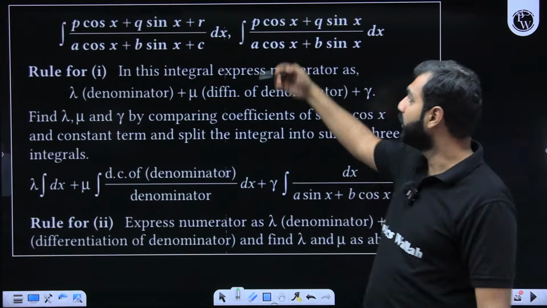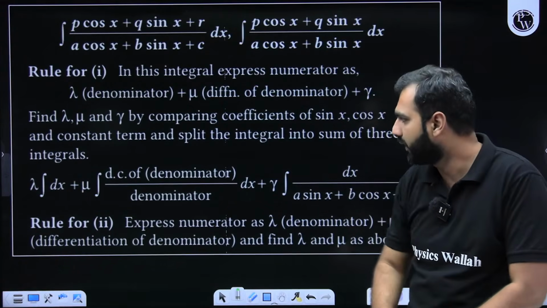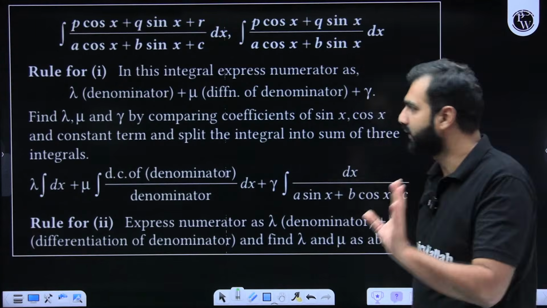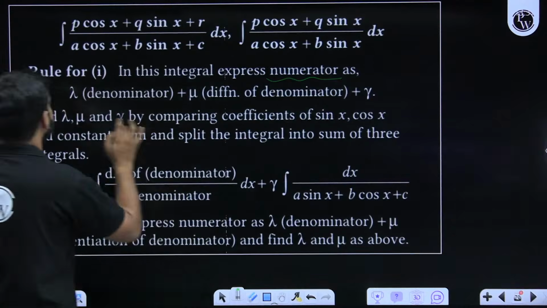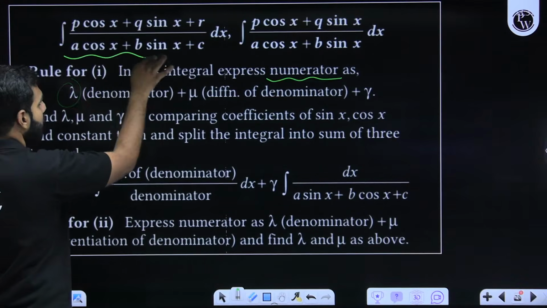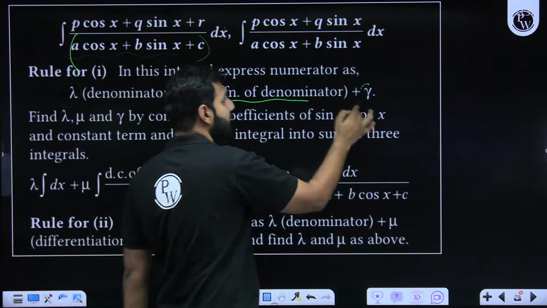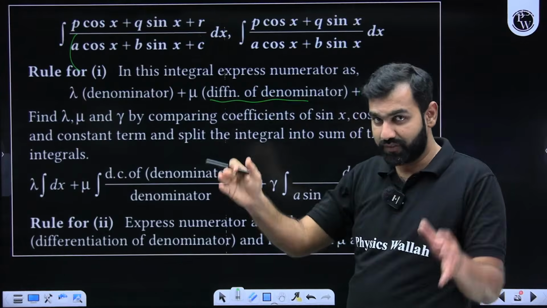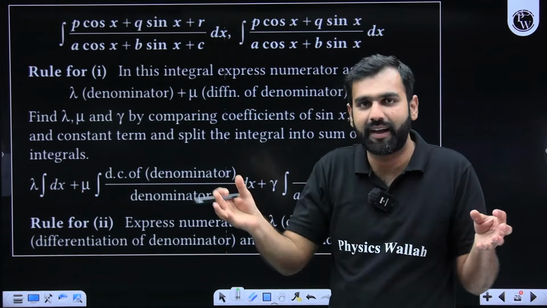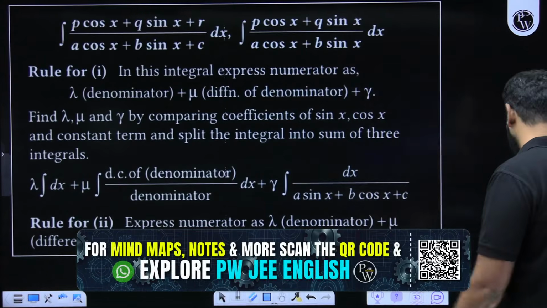Let's say the numerator and denominator both have terms in sin x and cos x, which are linear. Great. In that case, you express the numerator as lambda times the denominator plus mu times the derivative of the denominator plus gamma. Again, replace the numerator by this expression, which you have just worked out by comparing the values, and then you'll get the answer. Of course, by some calculation.